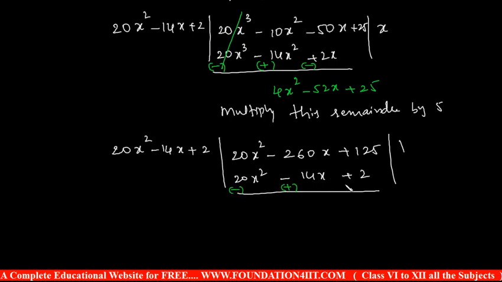Minus plus, this minus, change the sign. Okay, sorry, this down places. And minus 260 minus 14. Minus 260 plus 14, no? So minus 246x, this plus 123.